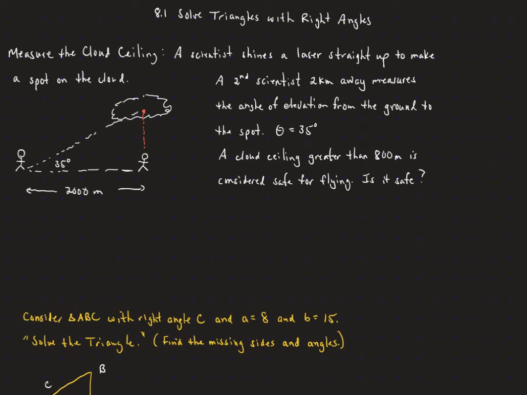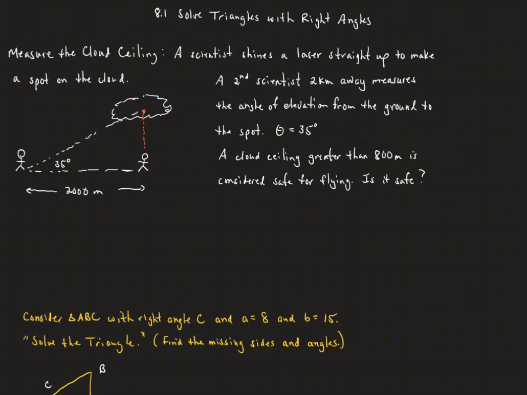In this video, we're going to talk about section 8.1 in our book, Solving Triangles with Right Angles. In this chapter, we're going to solve triangles in many different forms. We're starting with ones that have right angles, so right triangles. We're going to measure the cloud ceiling.